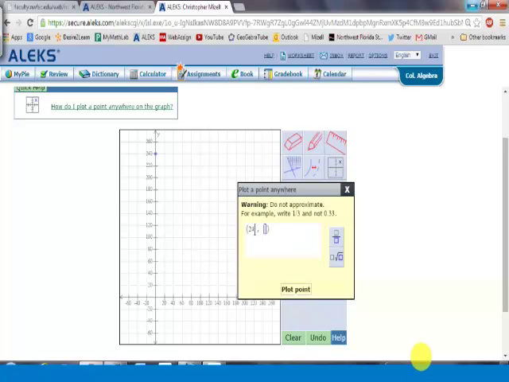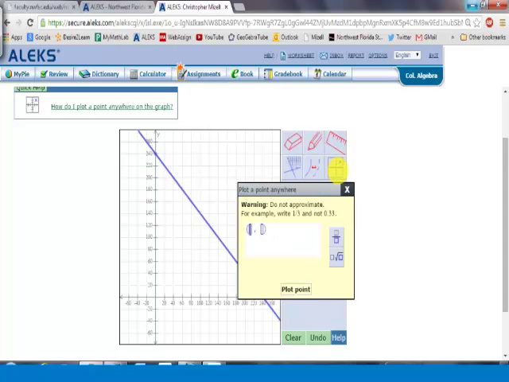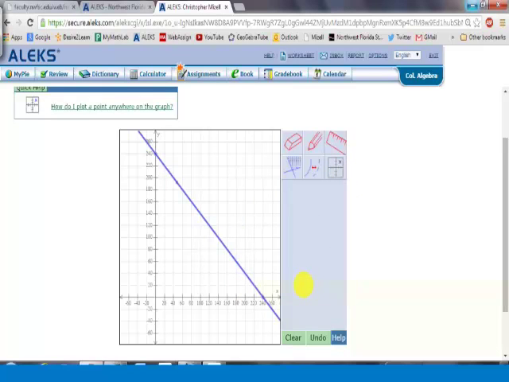And plot the point 240, 0. And connect the dots with the ruler. Pencil. And solid line. So plot the point 48, 192. And the origin.